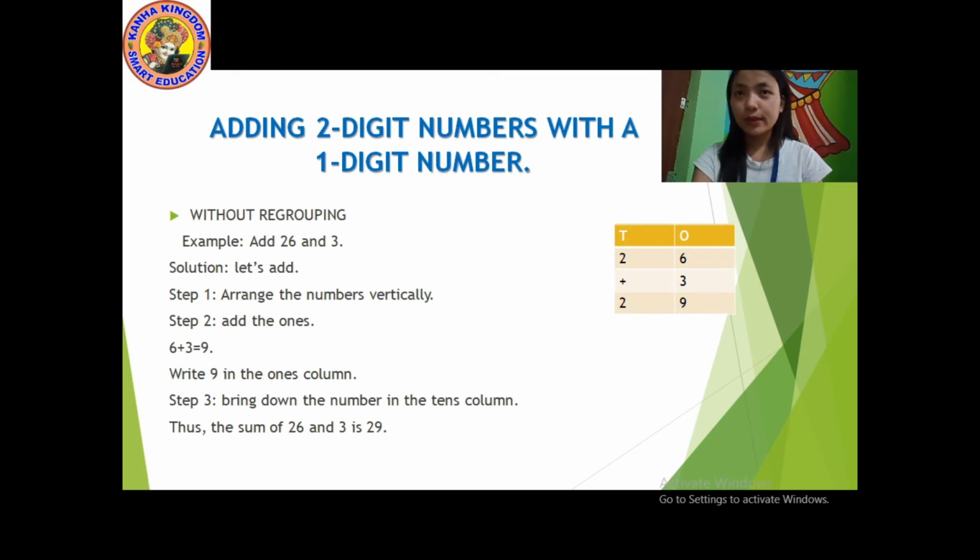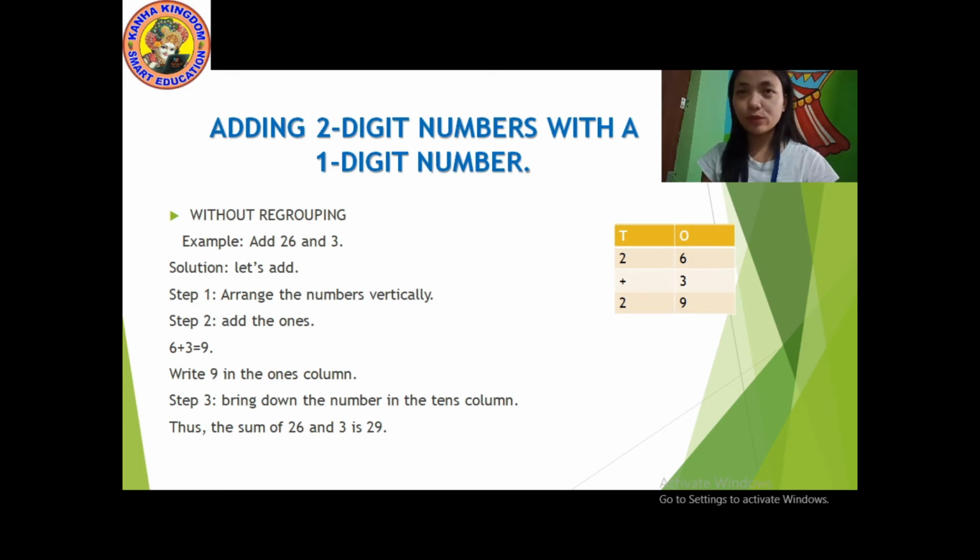So step 2 is add the ones. In the number 26 we choose 6 because 6 is in the ones place. While adding 6 and 3, we get 9 as the sum, right? So we have to write 9 in the ones column, because while adding the ones, we got 9.